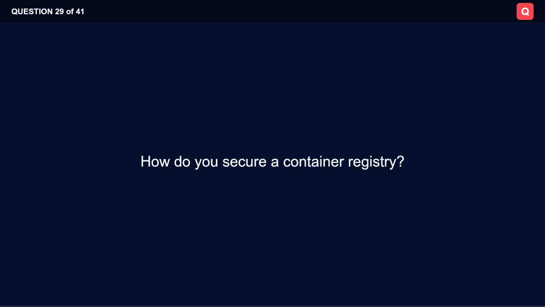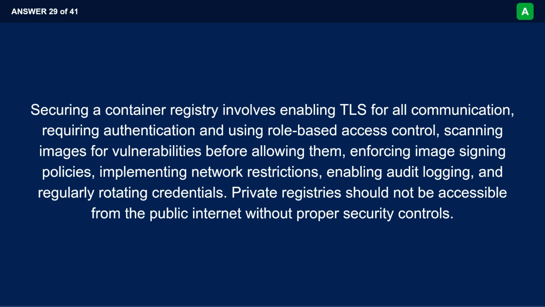How do you secure a container registry? Securing a container registry involves enabling TLS for all communication, requiring authentication, and using role-based access control, scanning images for vulnerabilities before allowing them, enforcing image signing policies, implementing network restrictions, enabling audit logging, and regularly rotating credentials. Private registries should not be accessible from the public internet without proper security controls.